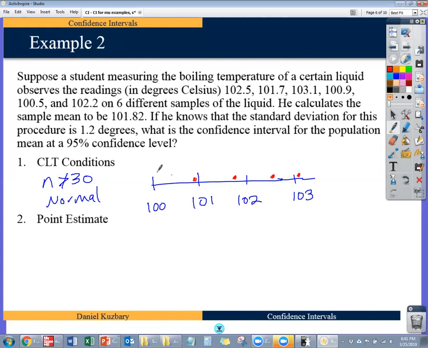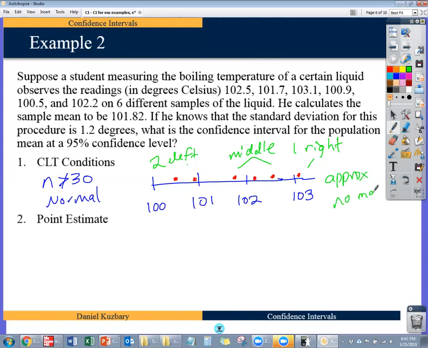I'm plotting the 6 data points. Here's 100.5. There's 102.2. And really, I don't have an issue with this. What I see is I kind of have the middle right here, and I have a few things on the left. There's 2 on the left, and there's 1 on the right, which isn't perfectly normal, but I can call that approximately normal, at least from what I can tell.